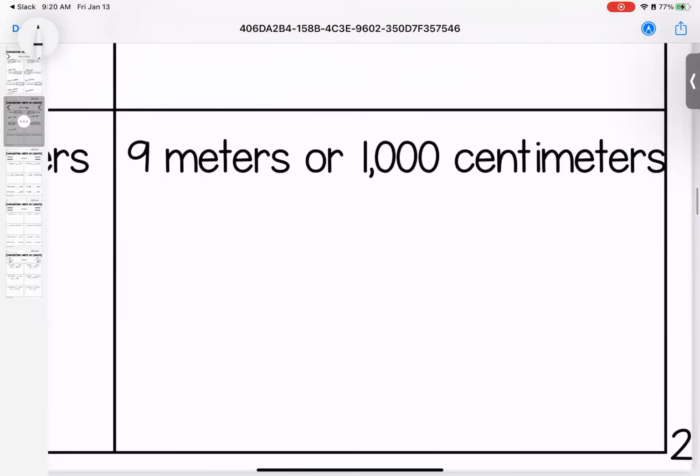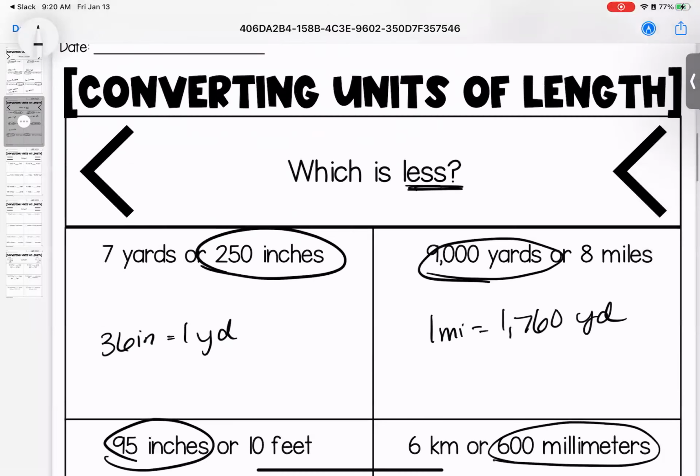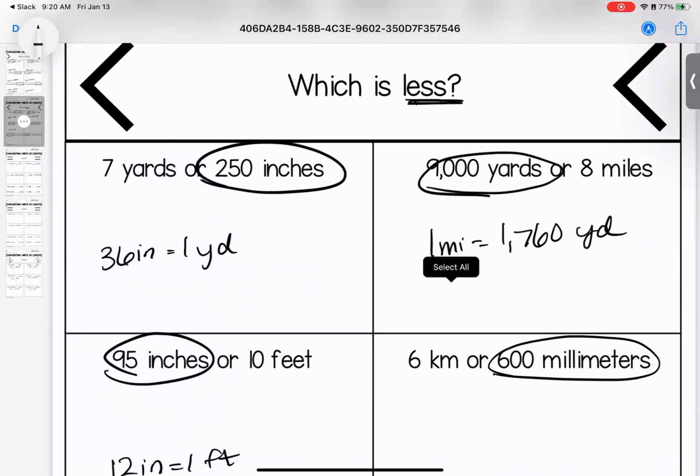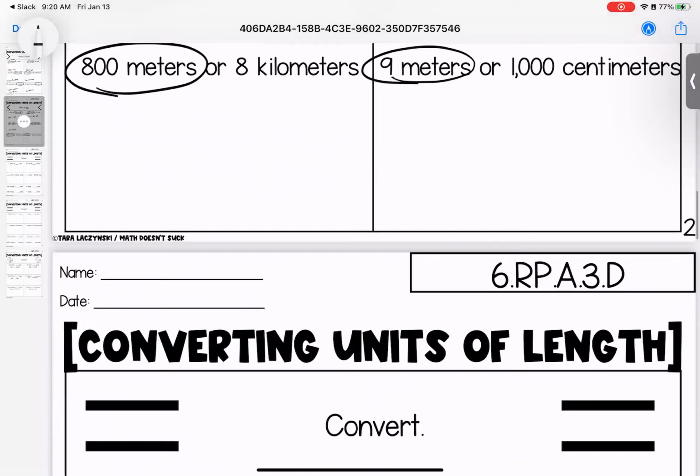And then to the last one on this page, 9 meters or 1,000 centimeters. 1 meter is 100 centimeters, which means that 9 meters would be less. That is the end of this page. Any questions? Bring them with you to class.